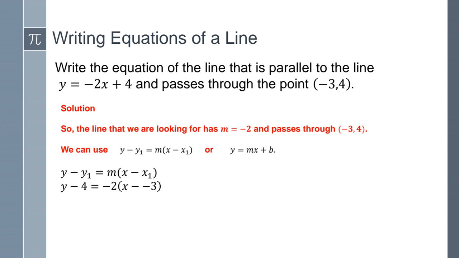And now I'm going to simplify. So x minus negative 3 will give us x plus 3. Now I need to distribute the negative 2 with the x and also with the positive 3. That will give us negative 2x minus 6, because negative 2 times x will give us negative 2x, and negative 2 times positive 3 will give us a negative 6.